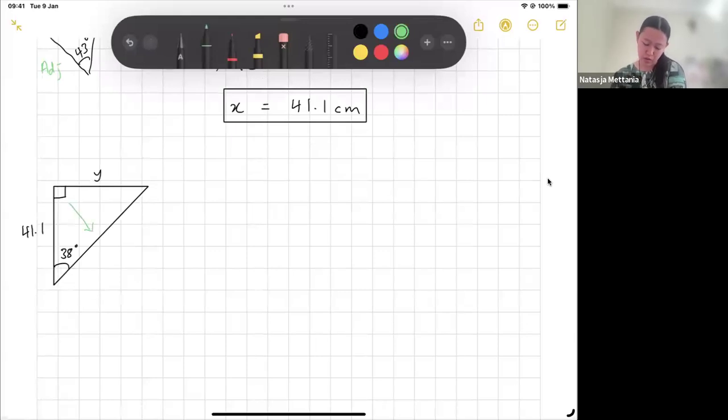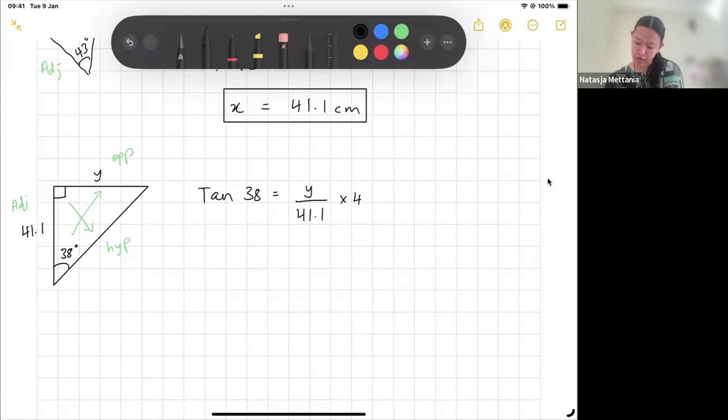The opposite of the right angle is the hypotenuse. The opposite of the angle 38 degrees is my opposite side. My lucky last side is my adjacent. My information lies on the opposite and the adjacent sides, so I am going to use tan. So tan 38 is equal to the opposite side, which is y, over 41.1, which is on my adjacent side. Now figure out what y is by itself.